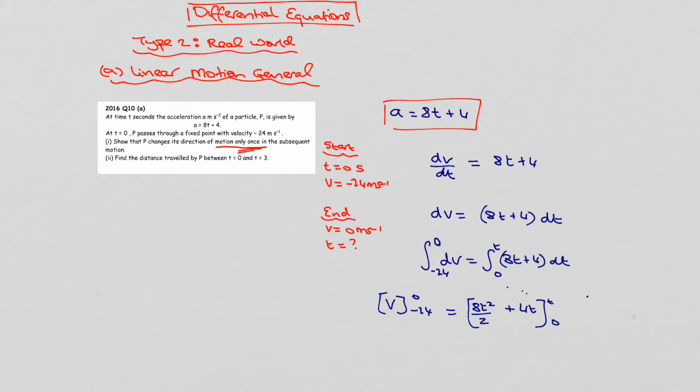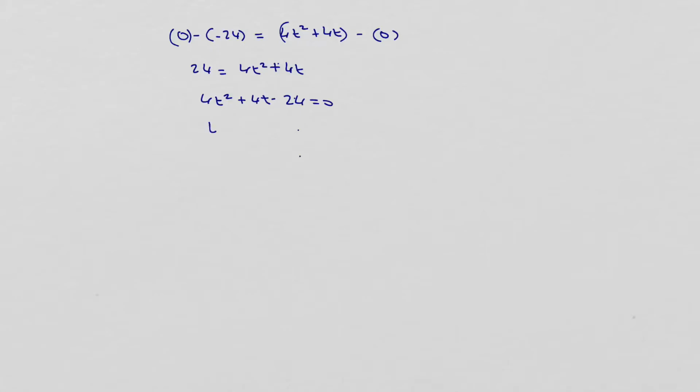So if I sub those limits in, what do we end up with? We end up with 0 minus minus 24. Remember, it's always upper limit first minus lower limit. And then that will be equal to 4t squared plus 4t minus, if I sub in 0 for t, we're just going to be left with 0. And therefore that gives me 24 is equal to 4t squared plus 4t. So I'm clearly going to end up with a quadratic equation here. And I'm going to divide across by 4 to simplify.